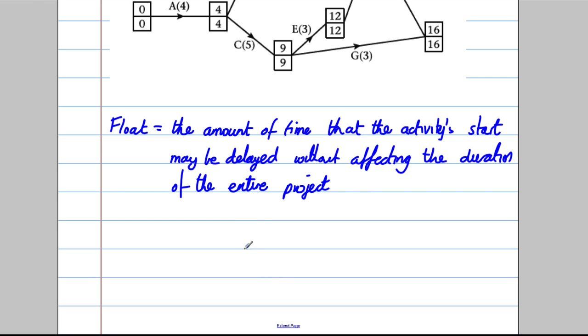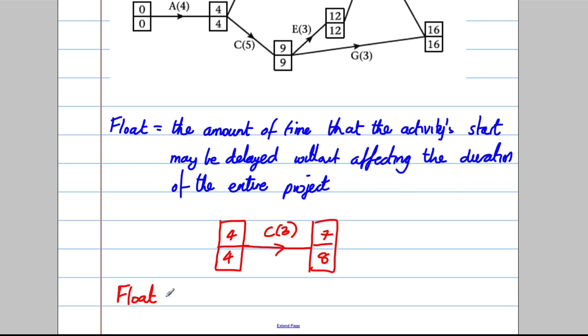So what we do is, let's just draw a picture so it's easy for you here. Say we had something like this. Say we had an activity C which was 3 long, and we had an event 4 and an event 8 here. We would calculate the float using the following formula.